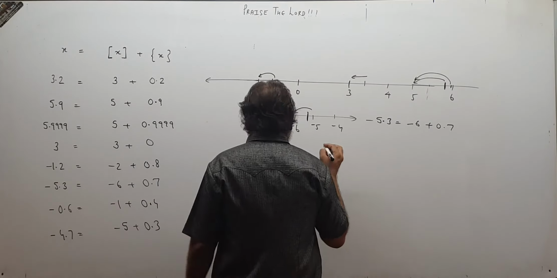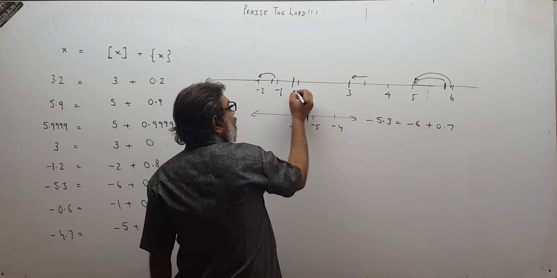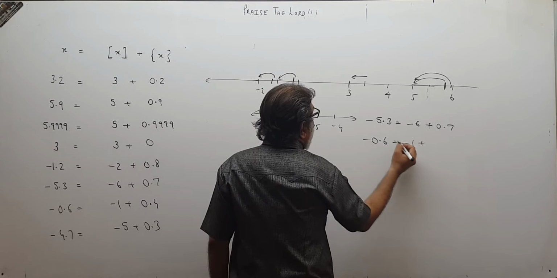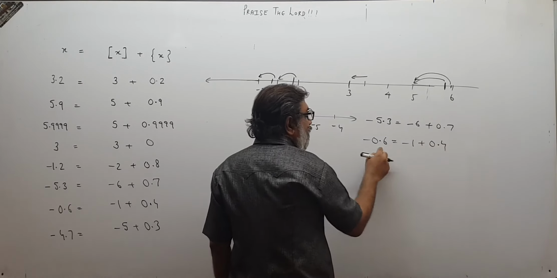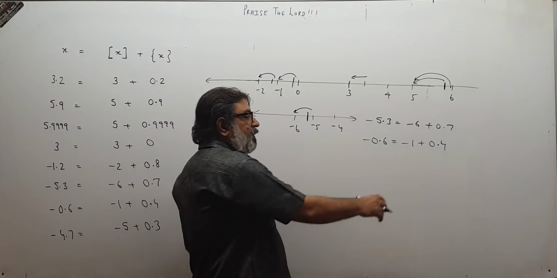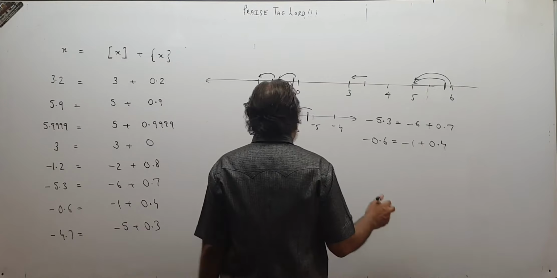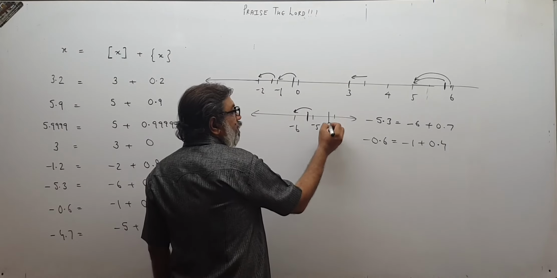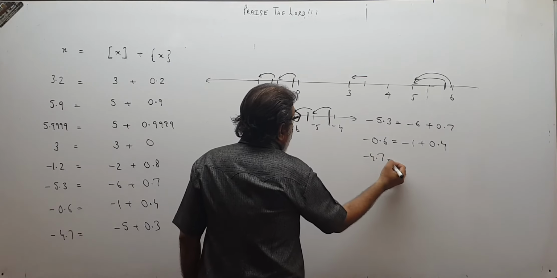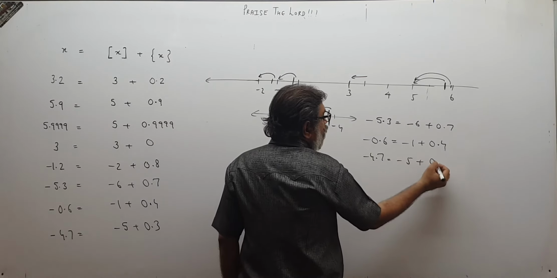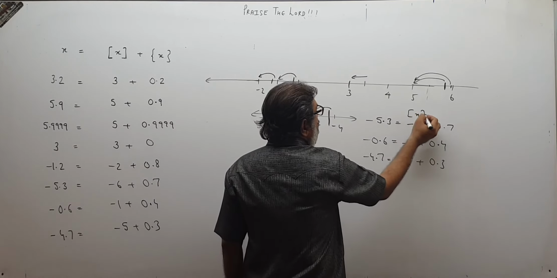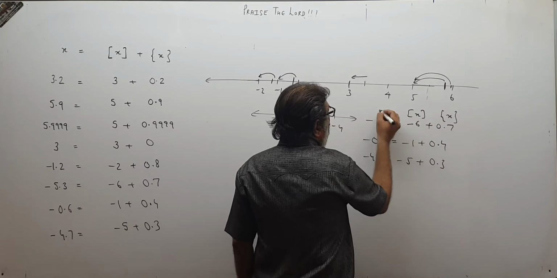Then for minus 0.6 will be here. Integer part minus 1. So minus 0.6 will be minus 1, and then I have to add naturally plus 0.4 to equalize. Minus 0.6 will be what? Minus 1 plus 0.4. So fractional part becomes 0.4. Minus 4.7 is here. Integer part minus 5. So minus 4.7 is minus 5. Then I have to add something, plus 0.3. These are the fractional parts, this is the integer part. Like this we think. This is the integer part and this is the fractional part and this is x.